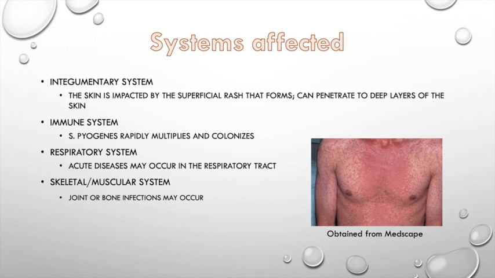The respiratory system is also impacted. Acute diseases may occur in the respiratory tract, as well as the skeletal and muscular system, where joint and bone infections may come about.